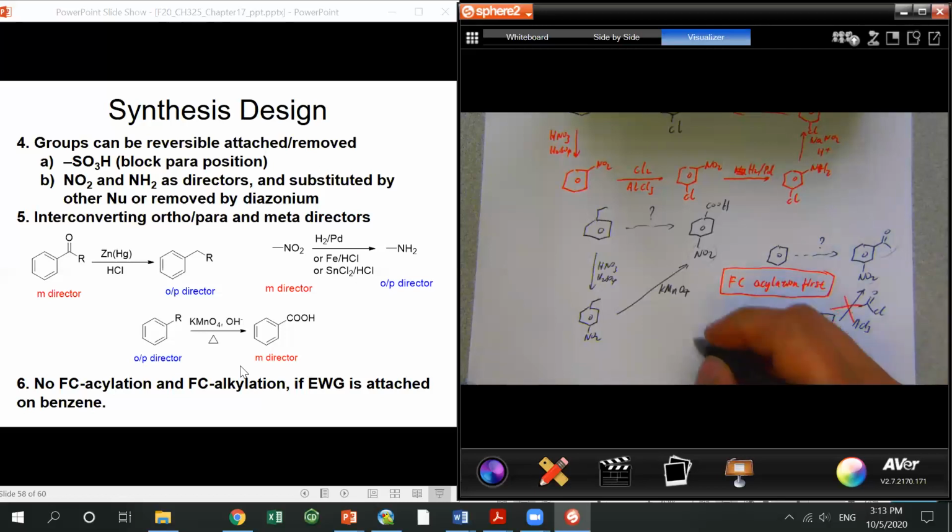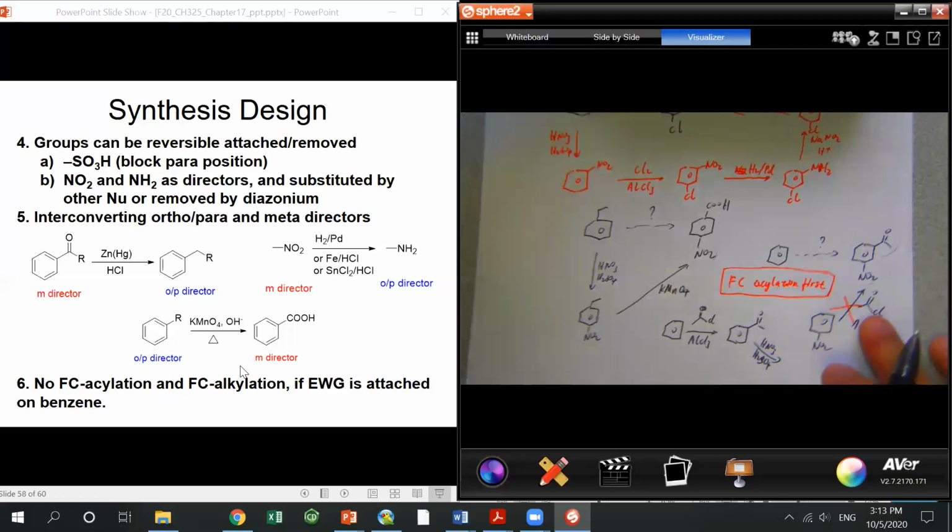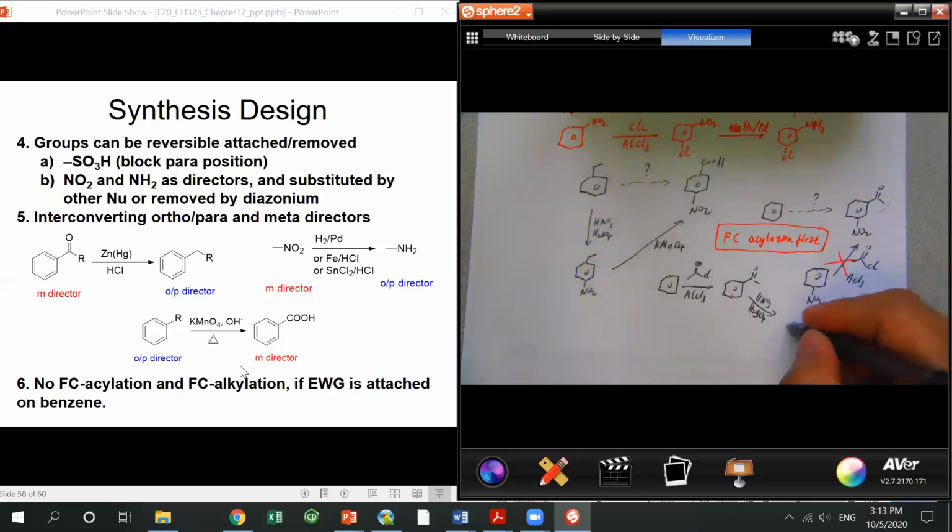So in this case, the reaction is pretty easy. We do the FC acylation reaction first, and then we do the nitration, and we get the final product. That's a small thing you have to think about.